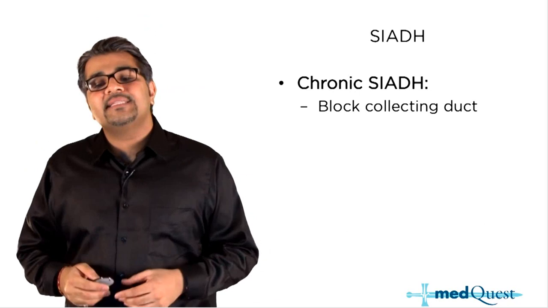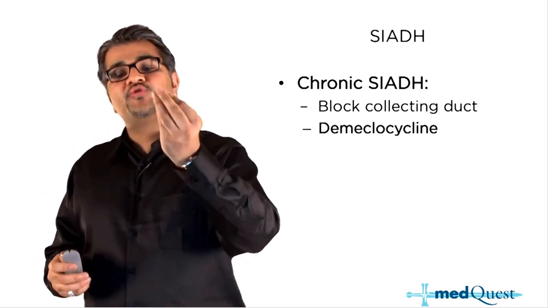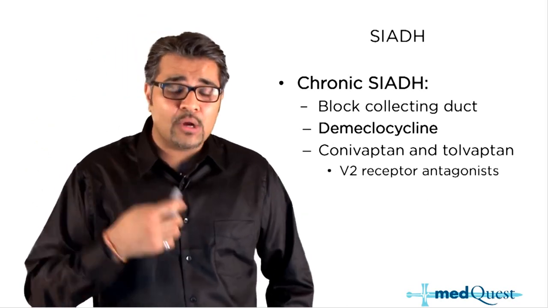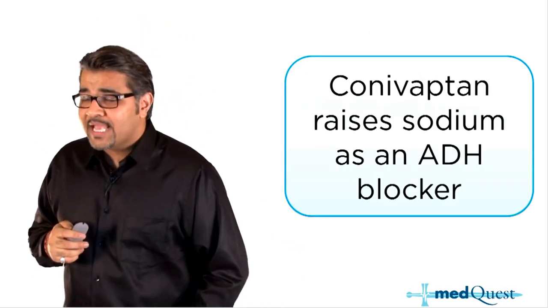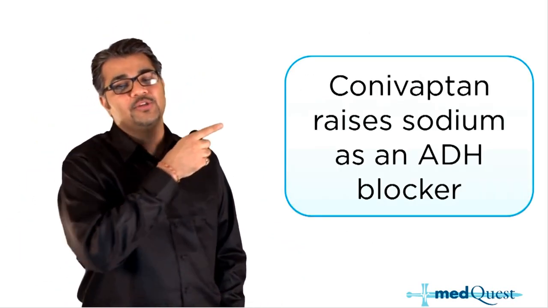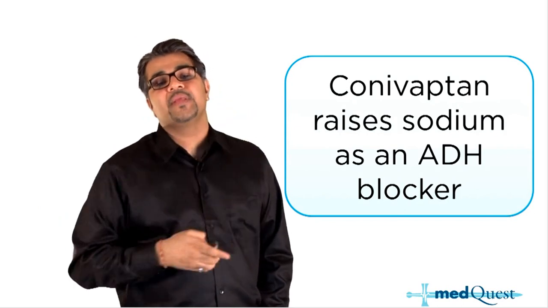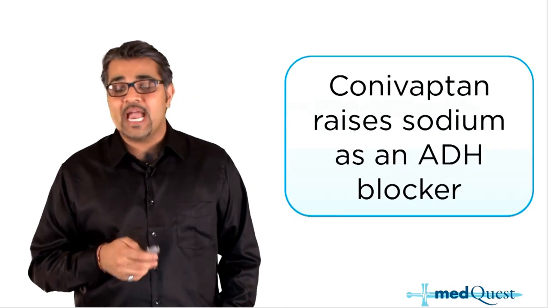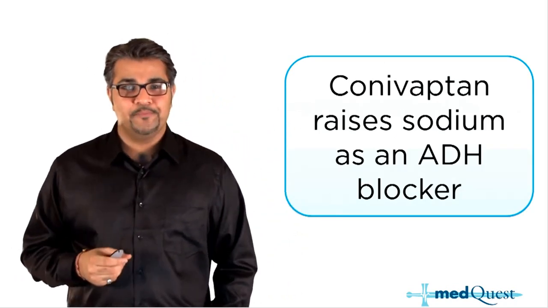When they have chronic SIADH, this is because their collecting ducts are blocked. Chronic SIADH can be treated by demeclocycline, conivaptan, and tolvaptan, causing the aquaresis, which again are the V2 receptor antagonists. And here's one great thing. Conivaptan actually raises sodium as an ADH blocker. Remember this point here. I mentioned it right over here, what conivaptan does. It's a V2 receptor antagonist, which is one of the ADH receptors. Conivaptan raises sodium in that method.